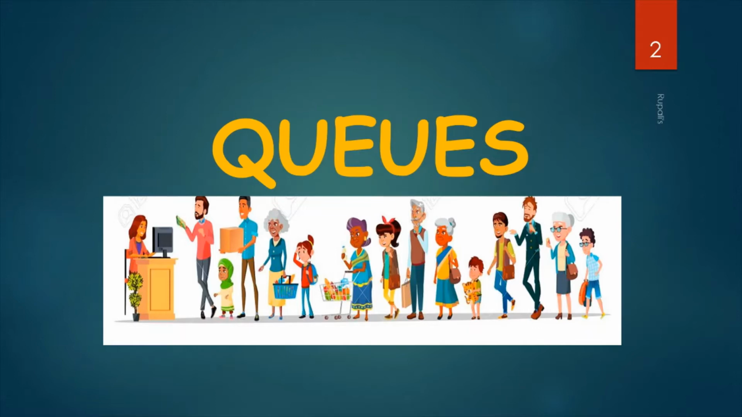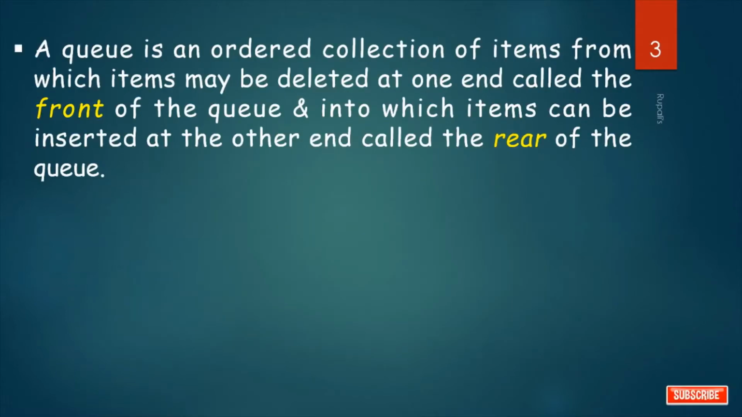So queue is a linear data structure that permits insertion of a new element at one end and deletion of an element at the other end. A queue is an ordered collection of items from which items may be deleted at one end called the front of the queue and into which items can be inserted at the other end called the rear of the queue. So front is the end from which we want to delete and rear is the end by which we want to add a new element onto the queue.